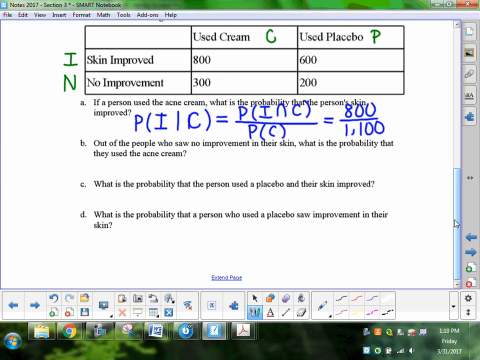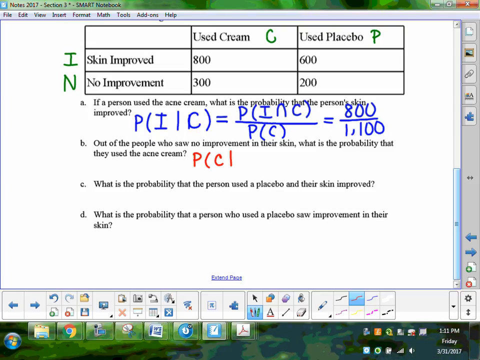Next one up. Out of the people who saw no improvement, what's the probability that they used the cream? So, what is the setup on this going to look like? Hands up, please, if you can tell me this. It's going to be what, then what, in this case, because this is conditional as well. What would we go through and set it up as? Erica, what do you think? Yeah. Cream given no improvement. So the numerator is going to be the probability of cream and no improvement all over the number of no improvements that we have.